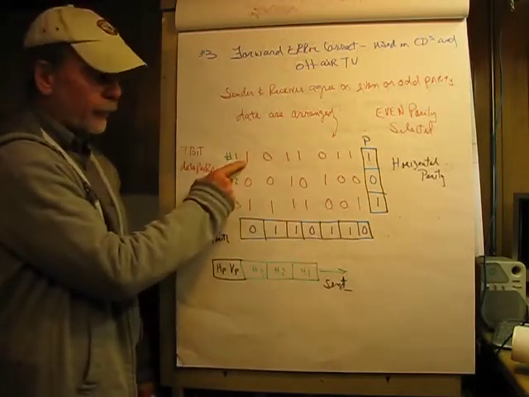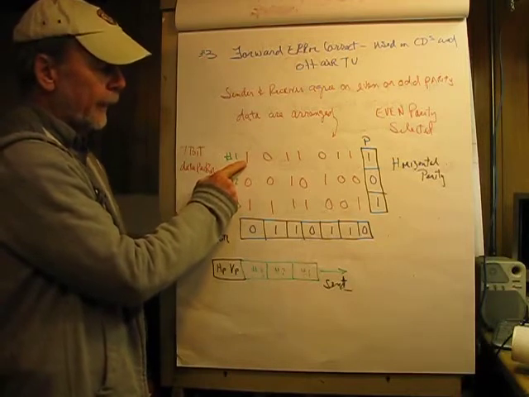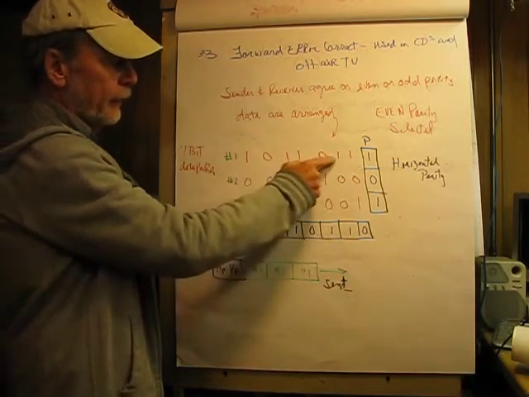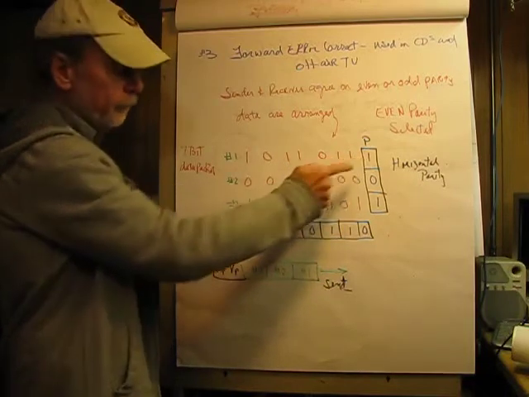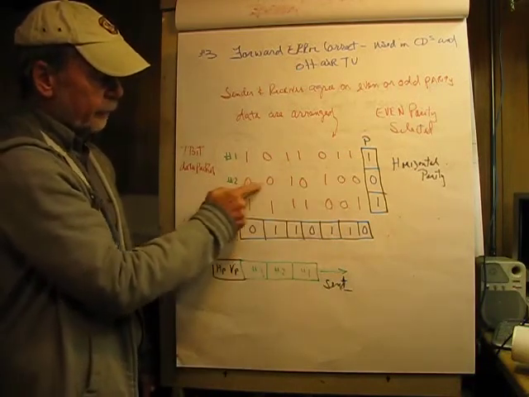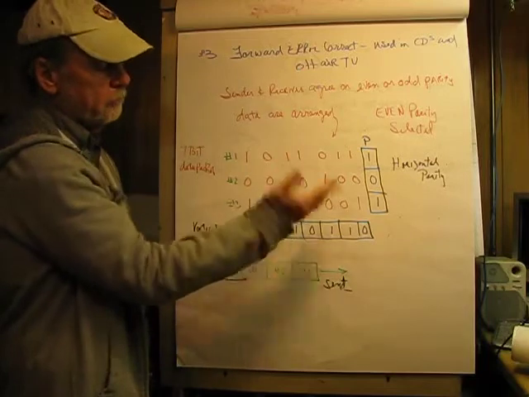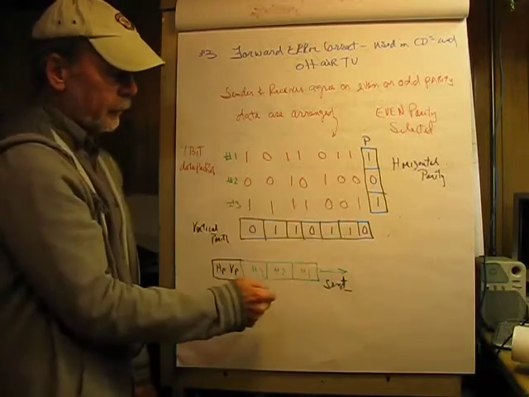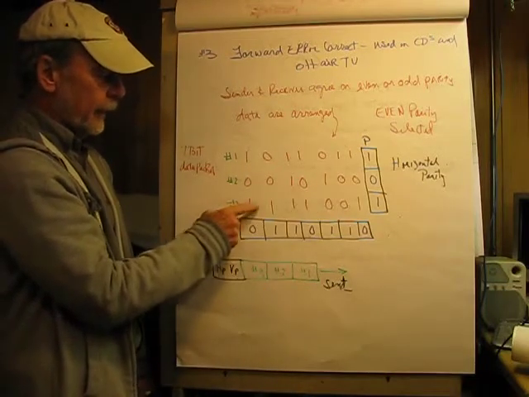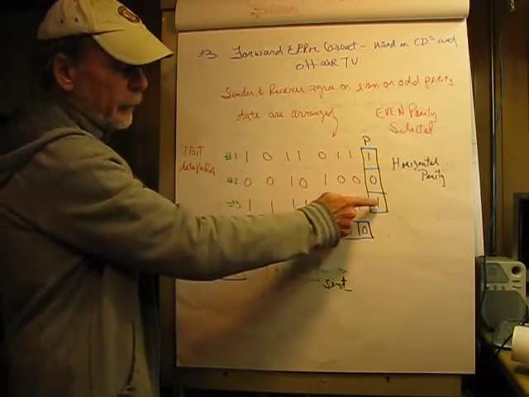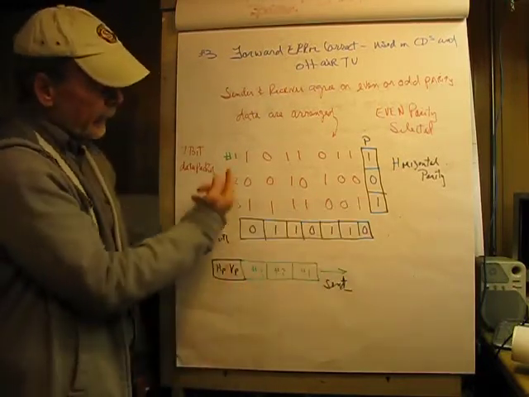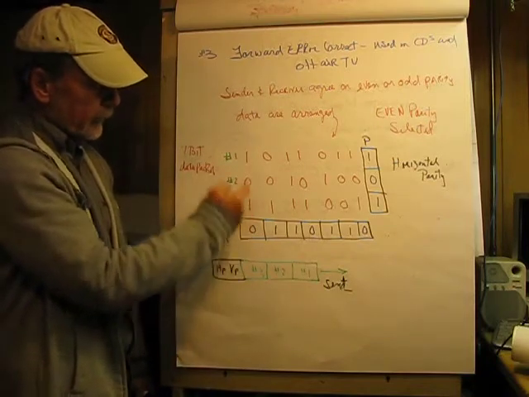I'm going to start off here. This is 1, 1, so odd, even, odd, even, odd. To make it even, I need a 1 in a parity bit. Second guy, odd, even, all is well, 0 in a parity bit. Third guy, odd, even, odd, even, odd. Need a 1 in a parity bit to make it even. And then we do the same thing in this direction.